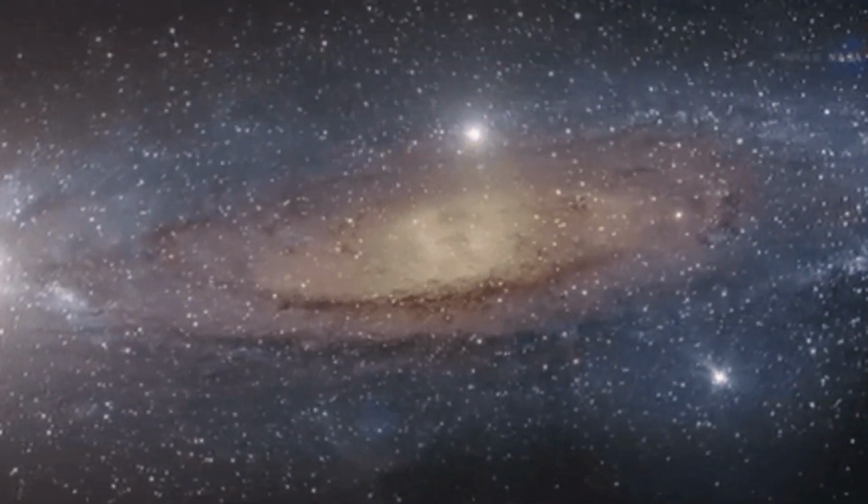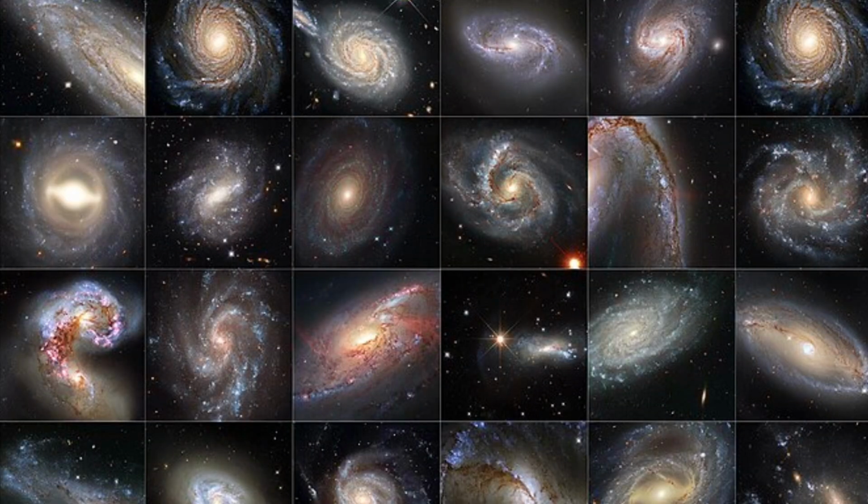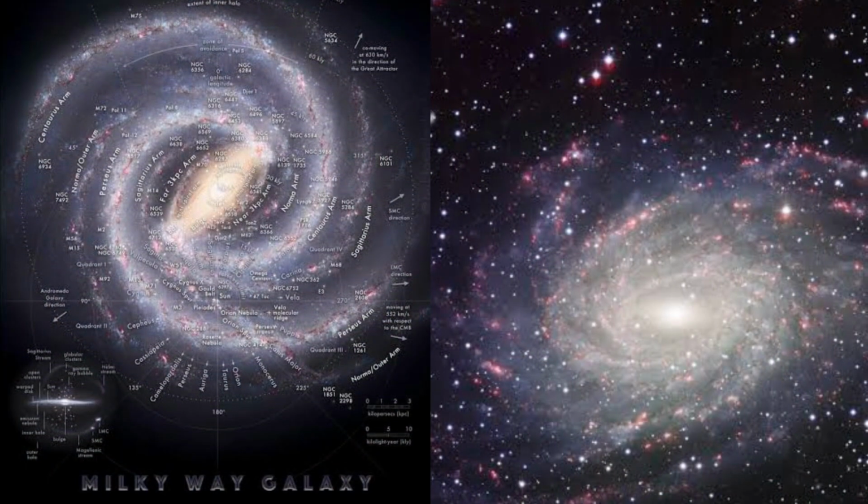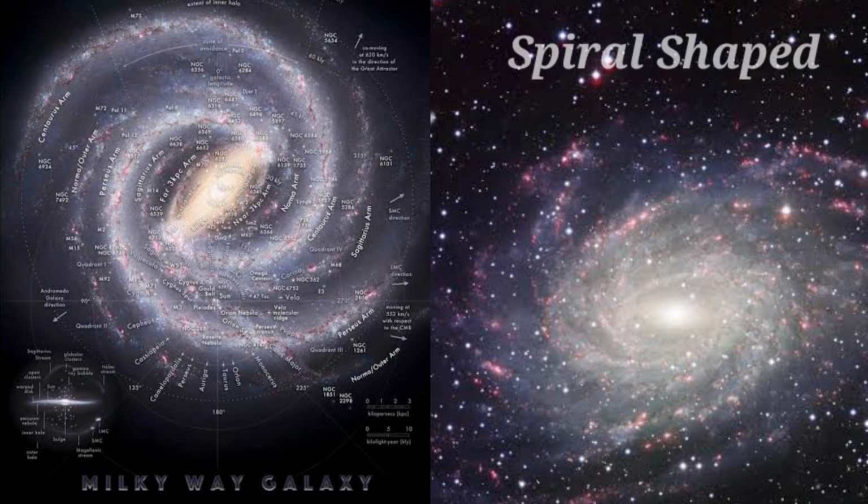A galaxy is a massive collection of stars, dust, gas and dark matter that is held together by gravity. Galaxies come in a variety of shapes like spirals, elliptical and different irregular shapes. Our galaxy is called the Milky Way galaxy and it is spiral shaped. Why is the name Milky Way galaxy? It is named after its appearance in the night sky. As you can see, it looks like a milky white band of light.